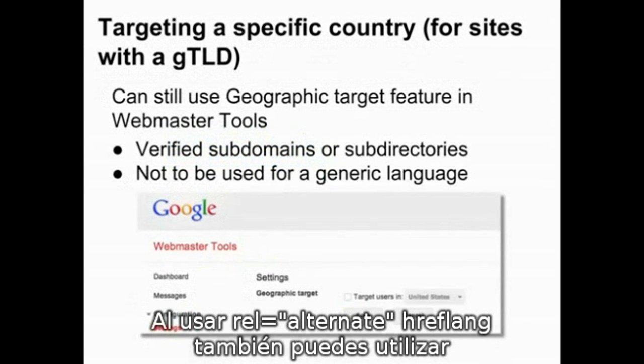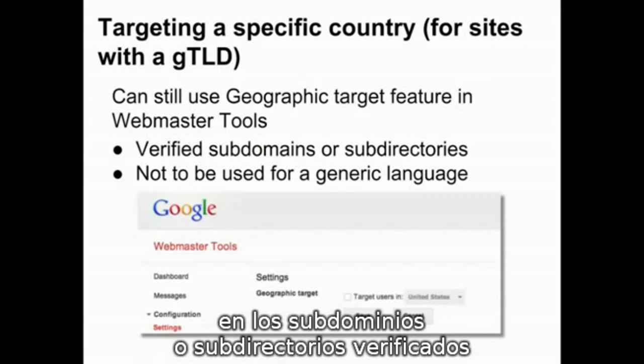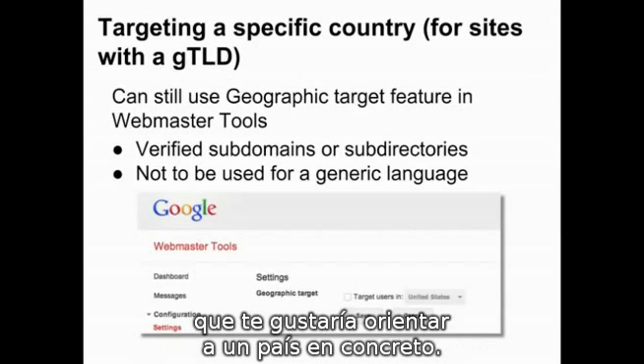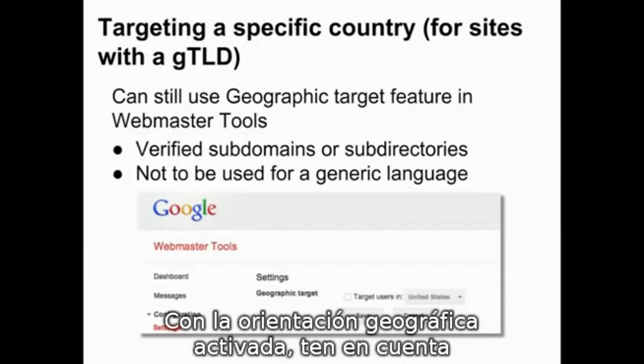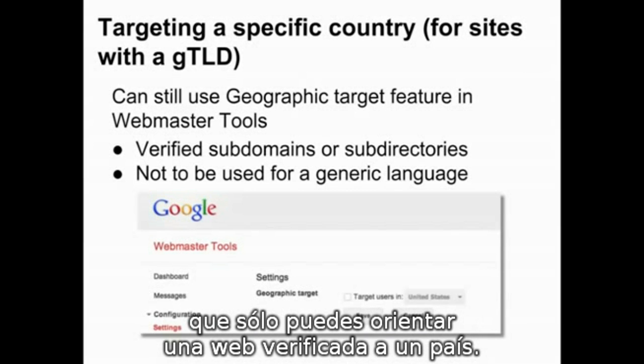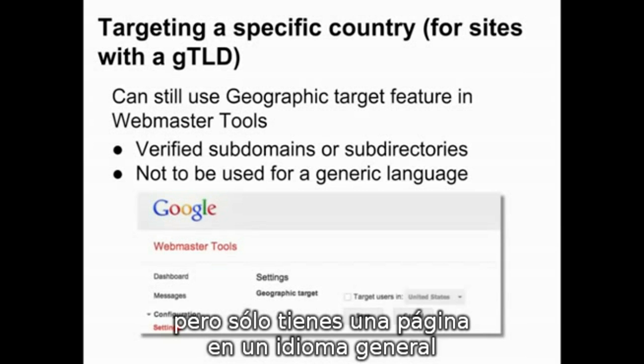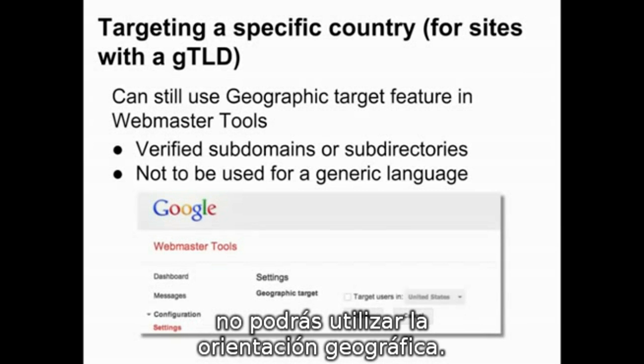When using rel alternate hreflang, you can still use Webmaster Tools' geographic target feature for your verified subdomains or subdirectories that you'd like to target to a particular country. With the geographic target setting, be aware that you can only target a verified site to one country. So if you want to target users from 2 different regions, but you only have a general language page, geo-targeting in Webmaster Tools won't be possible.